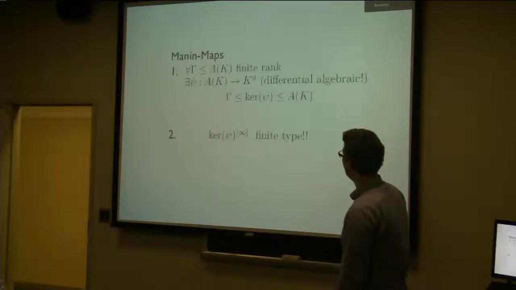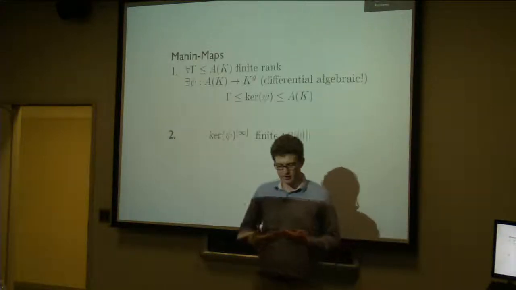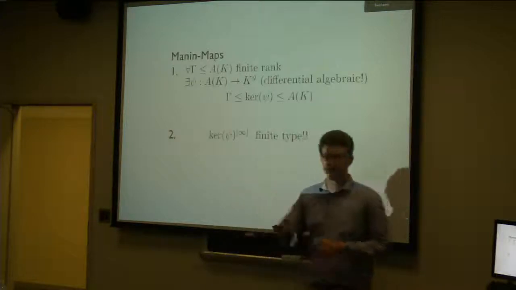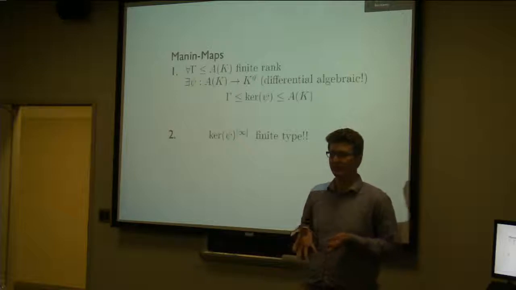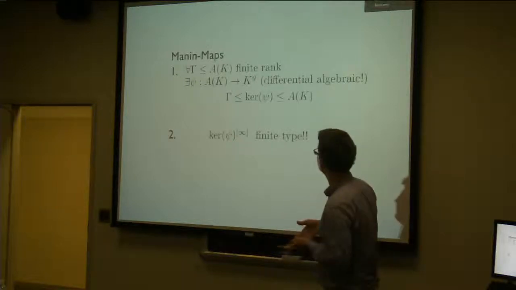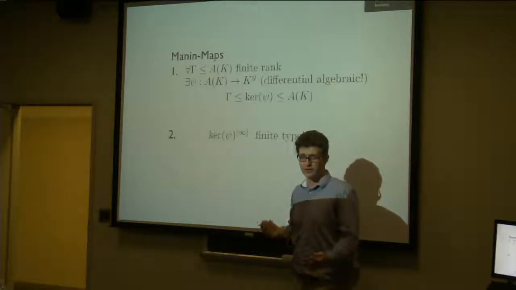Okay, so what was I going to say? Oh, okay. So the whole point is that you can take the Kolchin closure of finite rank subgroups, and they live inside kernels of differential algebraic maps, so morphisms of differential algebraic groups. And that's kind of crazy. That's cool. It's really amazing.